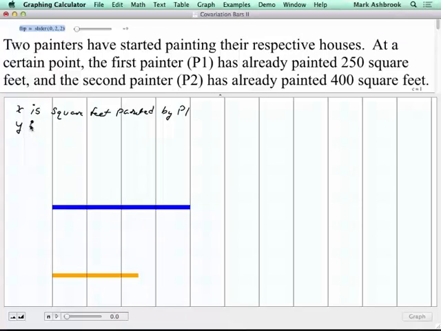So we'll write y that way. y is the area painted by P2 in square feet. Both are synonymous, equivalent. Both have the units.